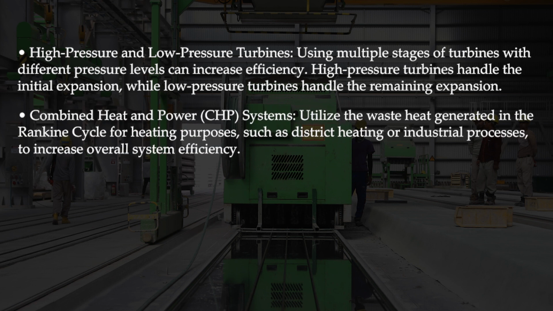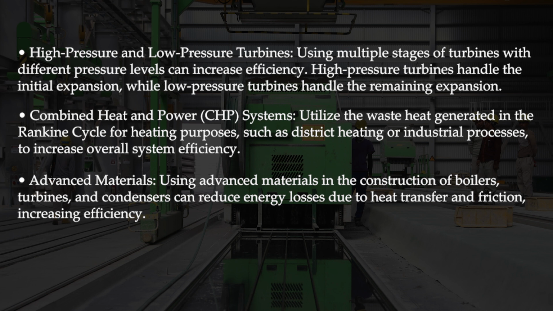Next method is combined heat and power system. Utilize the waste heat generated in the Rankine cycle for heating processes such as district heating or industrial processes to increase overall system efficiency. Next method we can apply is advanced materials. Using advanced materials in the construction of the boiler, turbine and condensers can reduce energy losses due to heat transfer and friction, ultimately increasing the efficiency.